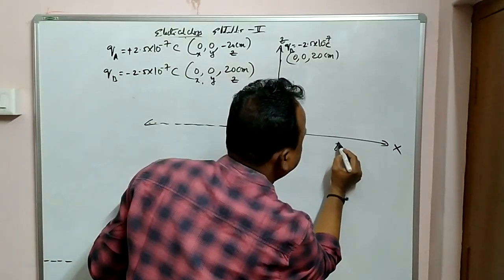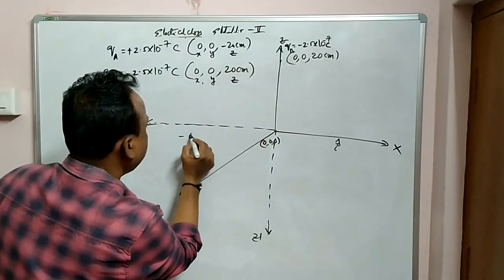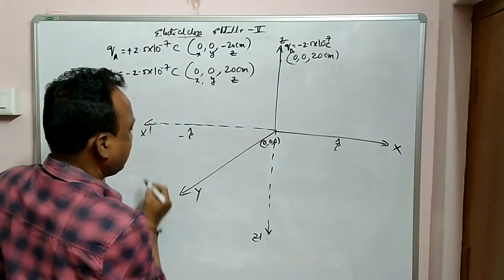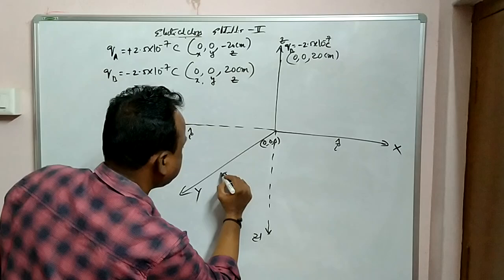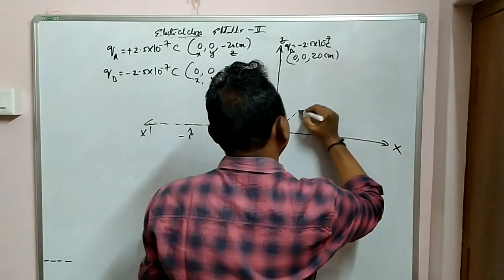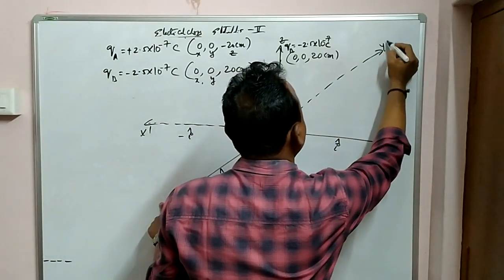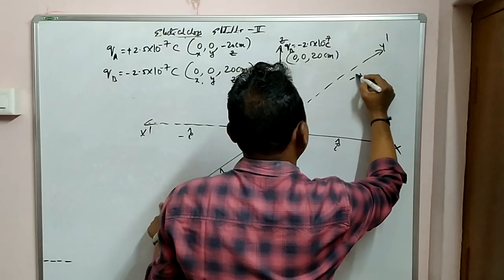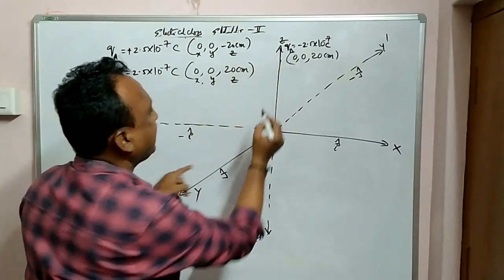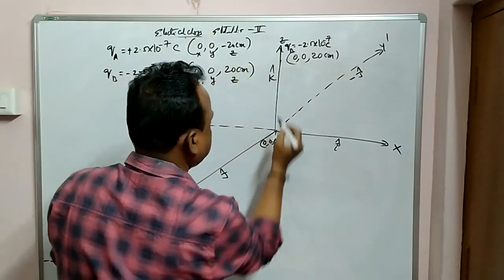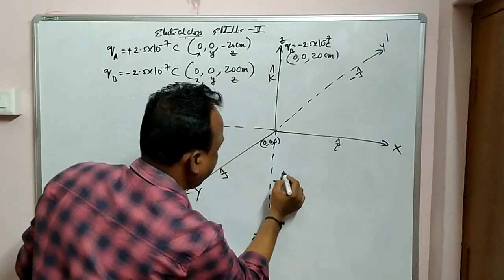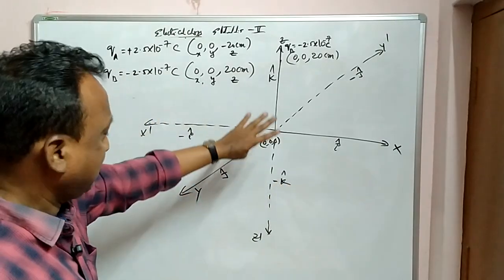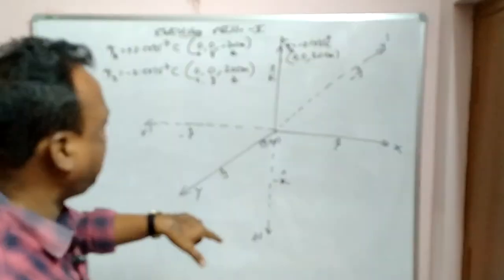This is i cap, unit vector. This is minus i cap, negative x axis. Similarly y, positive j cap. This is negative y axis, y dash, this is minus j cap. Similarly this is k cap, positive, and this is minus k cap. So this is how you can represent in vectorial form.